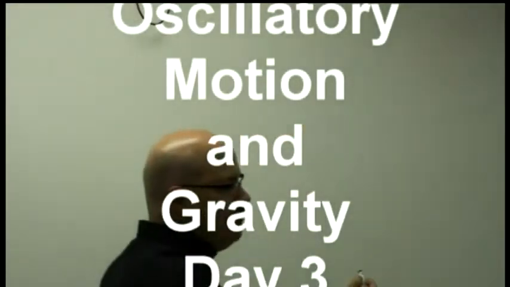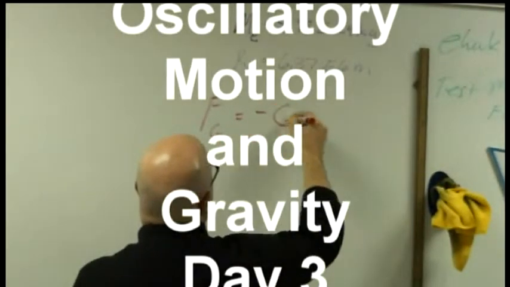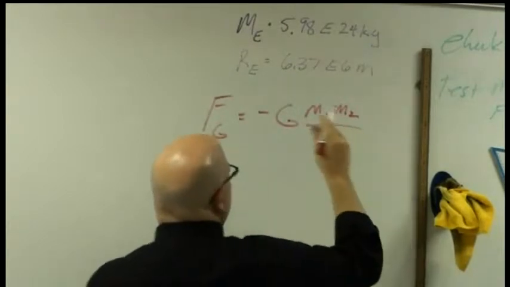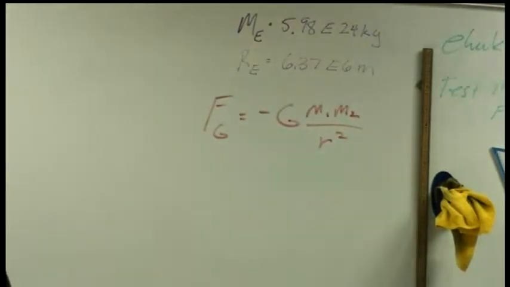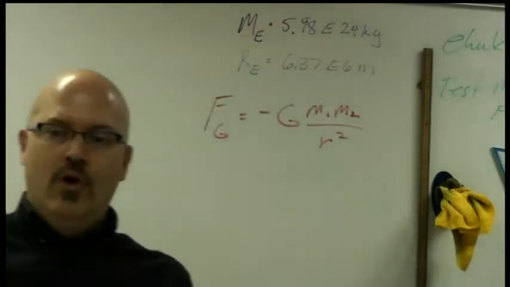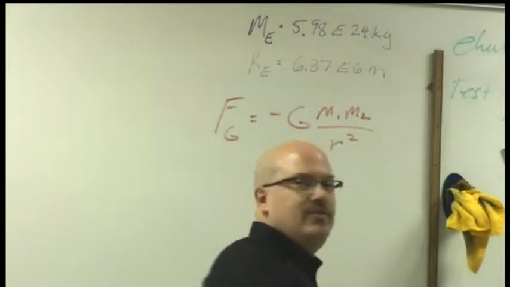That we have at our disposal, the force of gravity, is equal to negative big G M1 M2 over R squared. Okay, why is that? Why negative? Okay, look on your equation sheet. Okay, on your equation sheet, it looks like this.